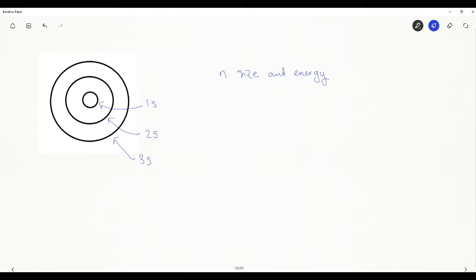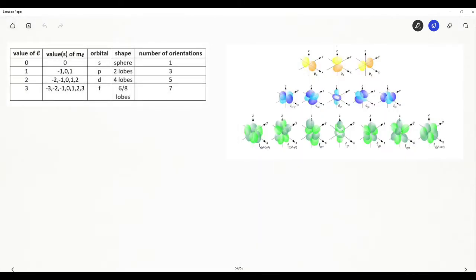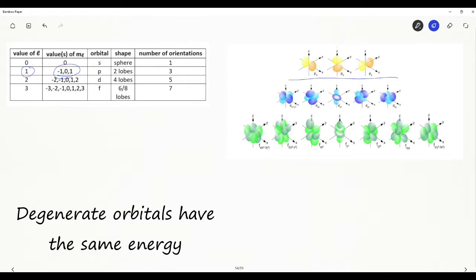But let's review again our L and our m sub L. When our value of L is 1, you'll remember we have 3 values of m sub L, and that corresponds to our 3p orbitals. Now, there is something special about these 3p orbitals, especially when we're talking about energy: they are called degenerate orbitals. And degenerate orbitals have the same energy level. So px, py, and pz all have the same energy.